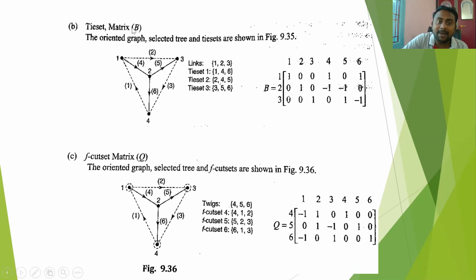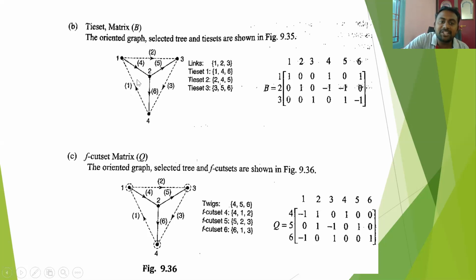For the tie-set matrix, we write for the tree. As I said earlier, 1, 2, 3 are the links. For writing the tie-set matrix, we have to consider the loops. So we have the loop of 1, 4, 6, that is the first loop. The second loop is 2, 4, 5, and 3, 5, 6 is my third loop. So first loop, second loop, and third loop.